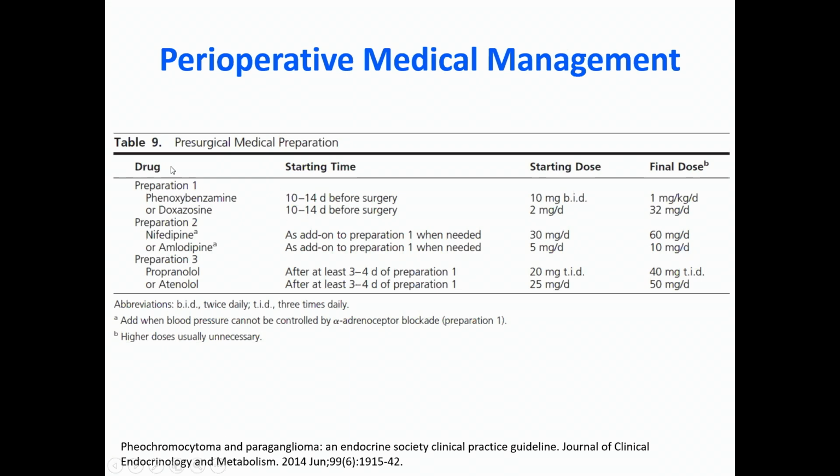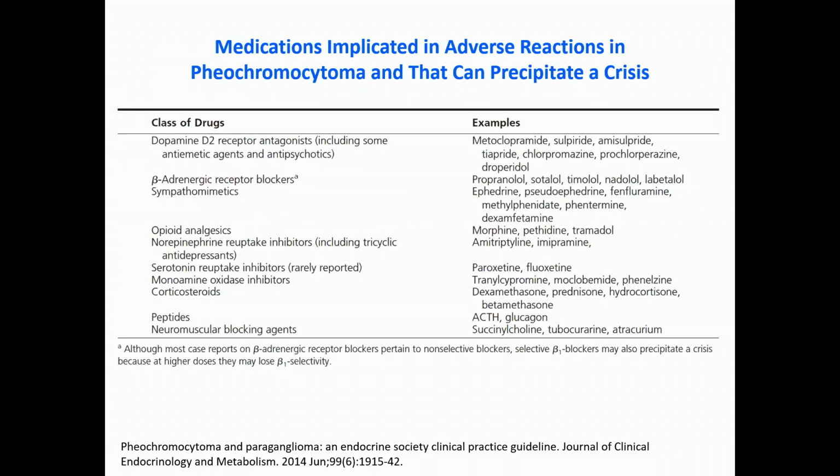The top is the alpha blockade regimens. The second one is the calcium channel blockers, which you could add on when the blood pressure is not adequately controlled by the alpha blockade. And then the third one is the beta blockers, which you would add on after a few days of starting the alpha blockers. Then I also put this on to include certain medicines you want to make sure the patient is not taking. These are medicines that could potentially precipitate a pheochromocytoma crisis and hypertensive crisis, so avoid these medications in patients preoperatively.